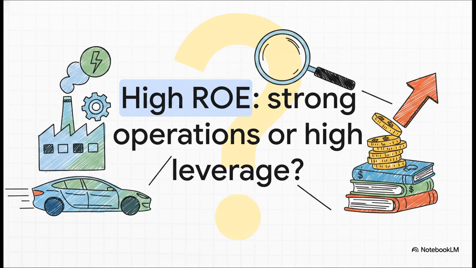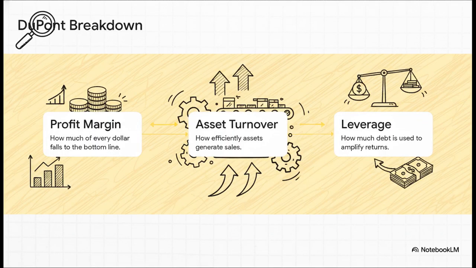Big difference, right? The ultimate solution to that mystery is the DuPont insight. You should always apply this to break ROE down into 3 distinct pieces. Step 1, profit margin. How much of every sales dollar actually hits the bottom line? Step 2, asset turnover.